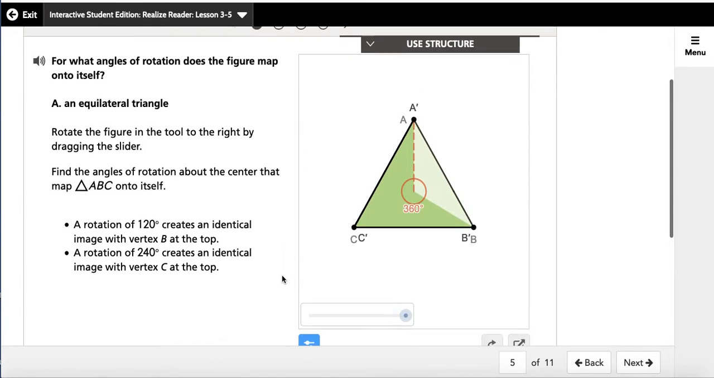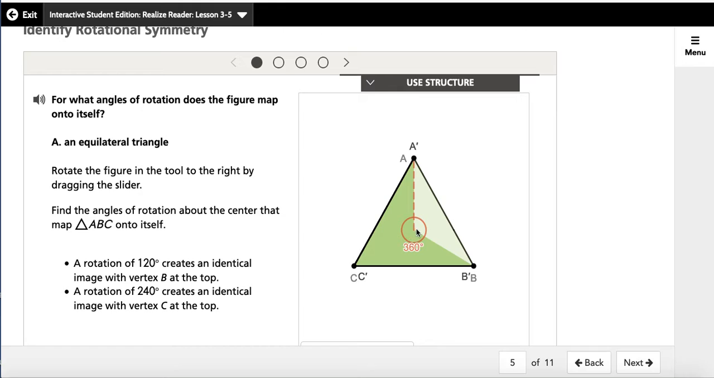Okay, that means it has point symmetry, if there's a point that you can rotate and end up back on itself, not 360, 360 doesn't count.